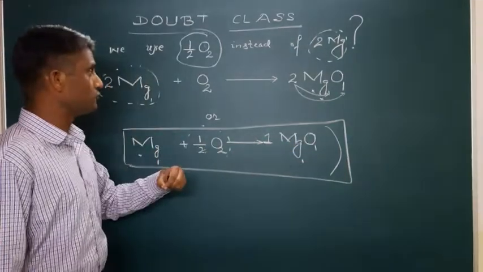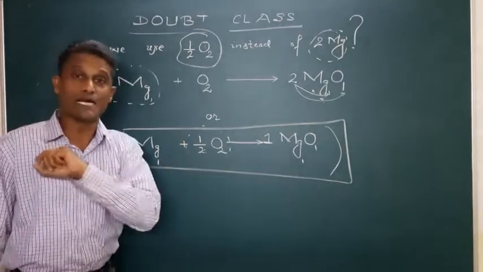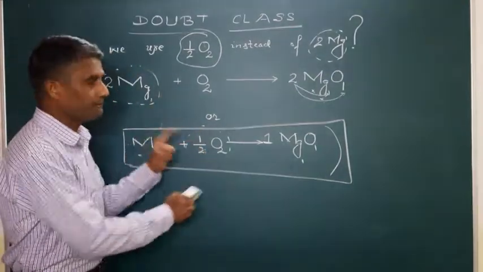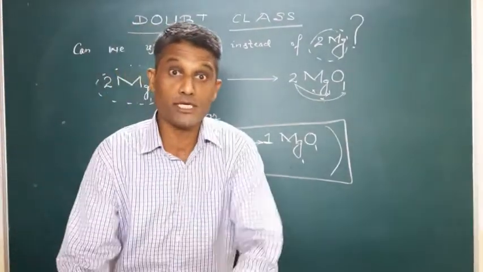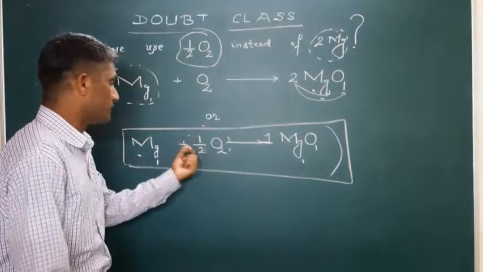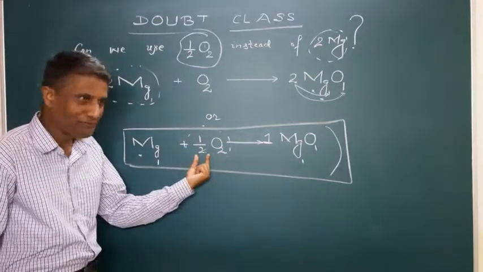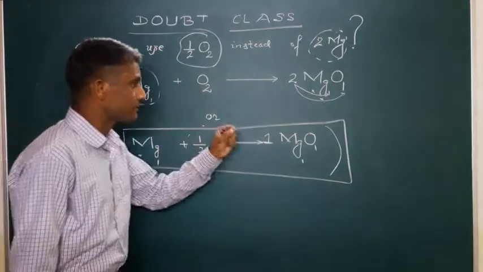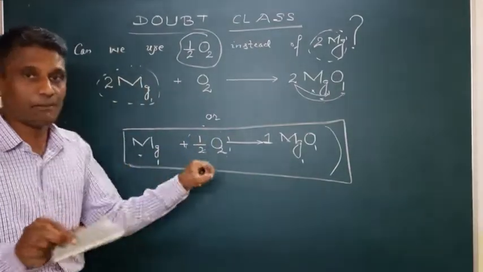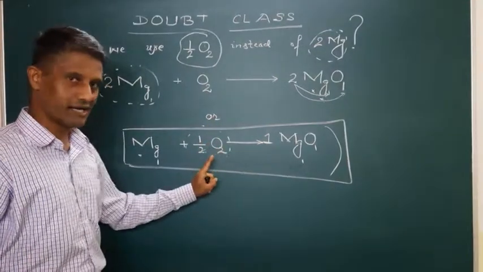Then you will come to know that our teacher was quite right in telling us that both ways are right in order to balance a given chemical equation. And most importantly, in thermodynamical processes, we do prefer the fractional coefficients. So that's what the question was, and let me just summarize it here. Both ways are right.